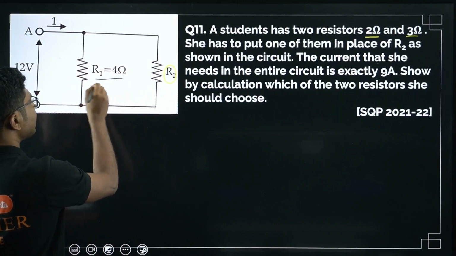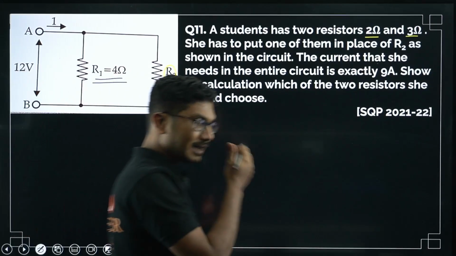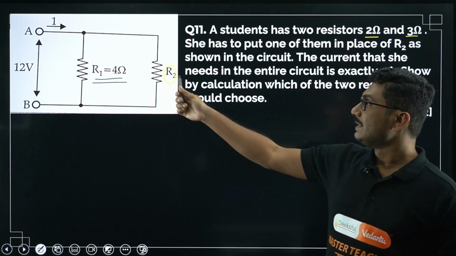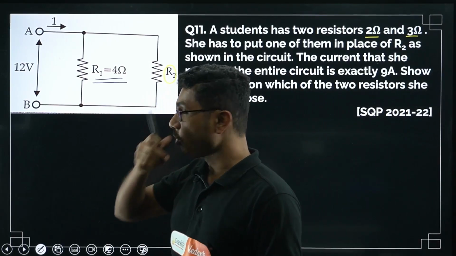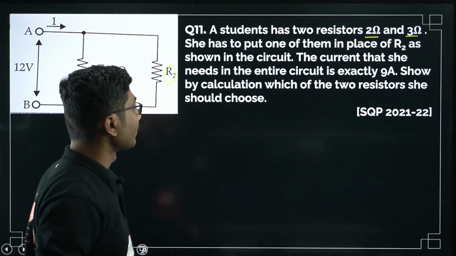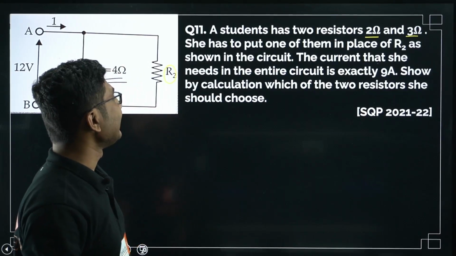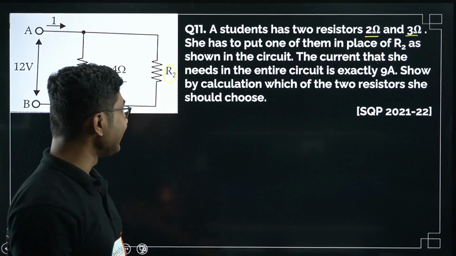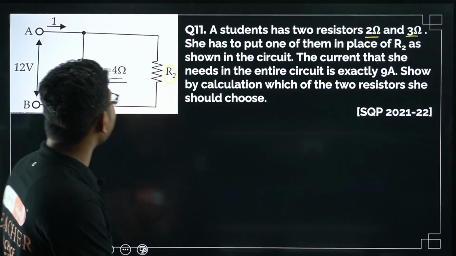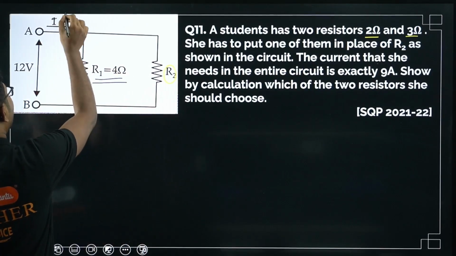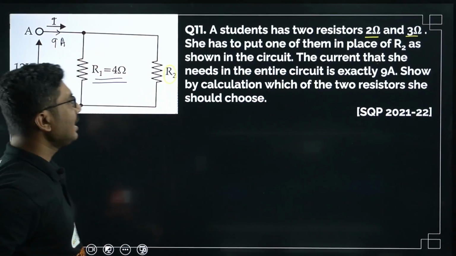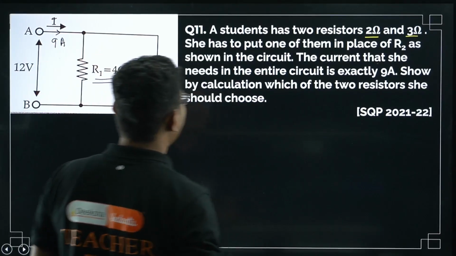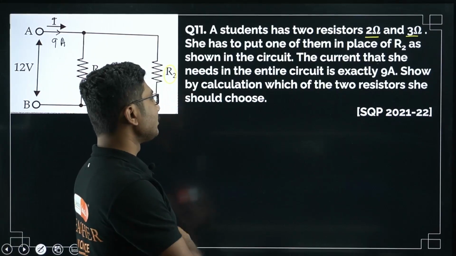This 4 ohm resistance is already fixed. So what he can do, he can only replace this resistor either with 2 ohm or with 3 ohm. The current that she needs in the entire circuit is exactly 9 ampere. Show by calculation which of the 2 resistors she should choose.